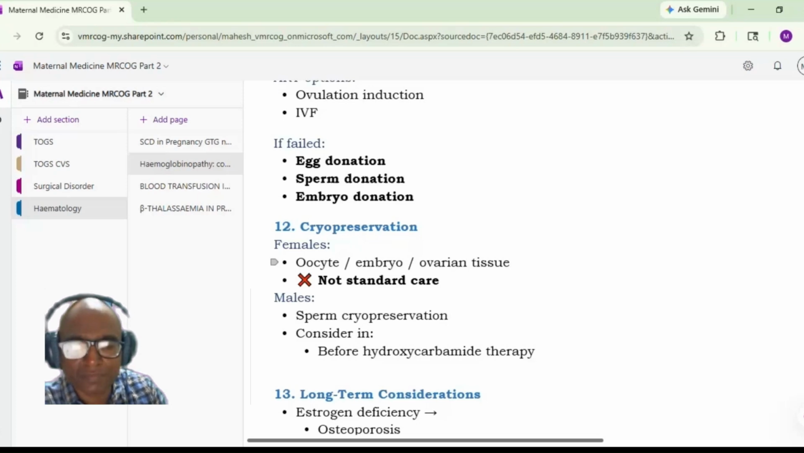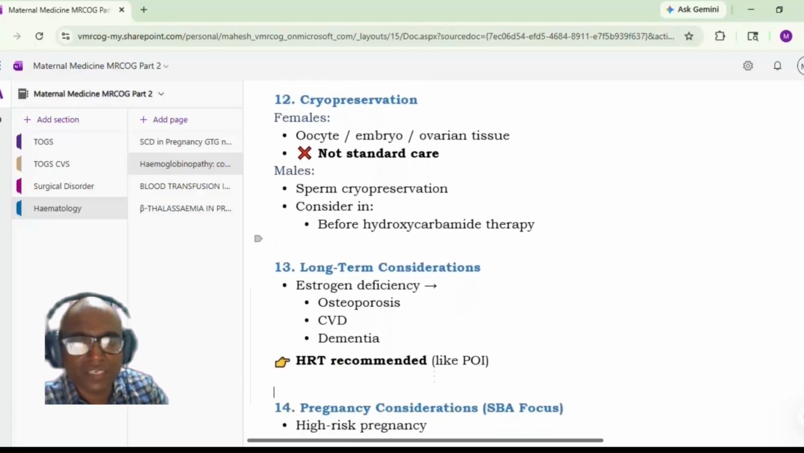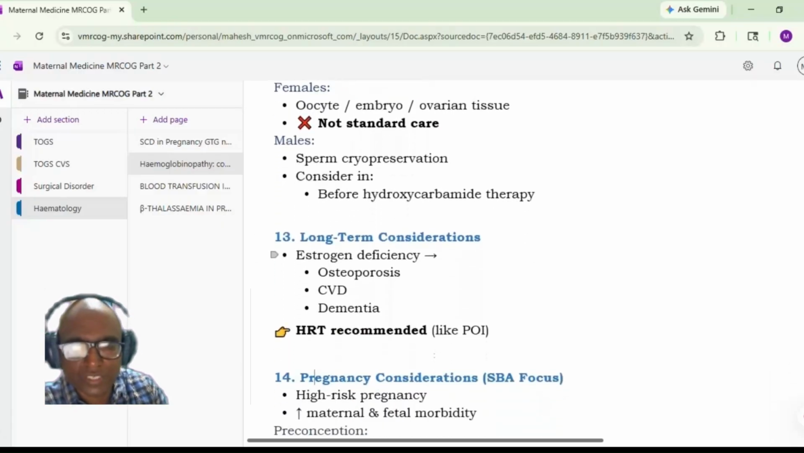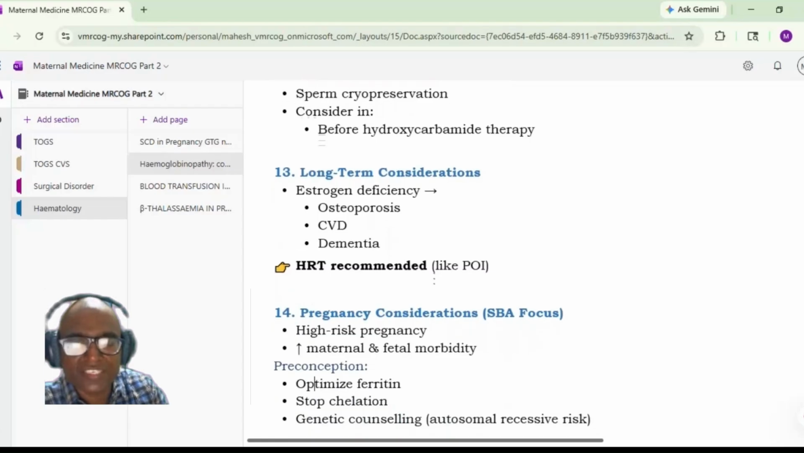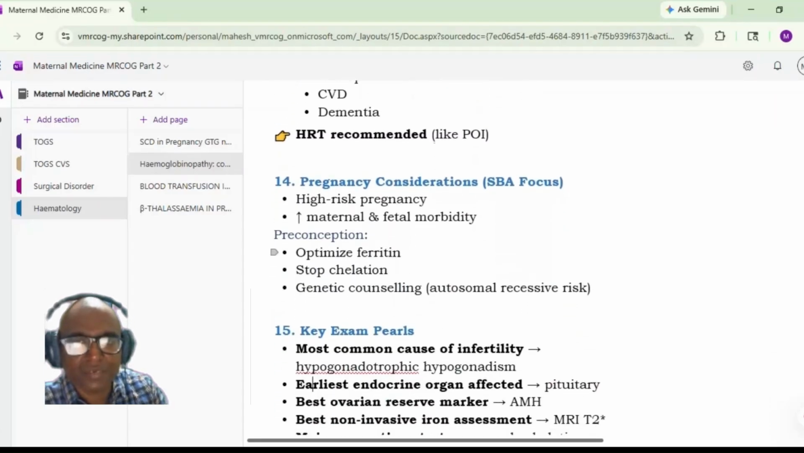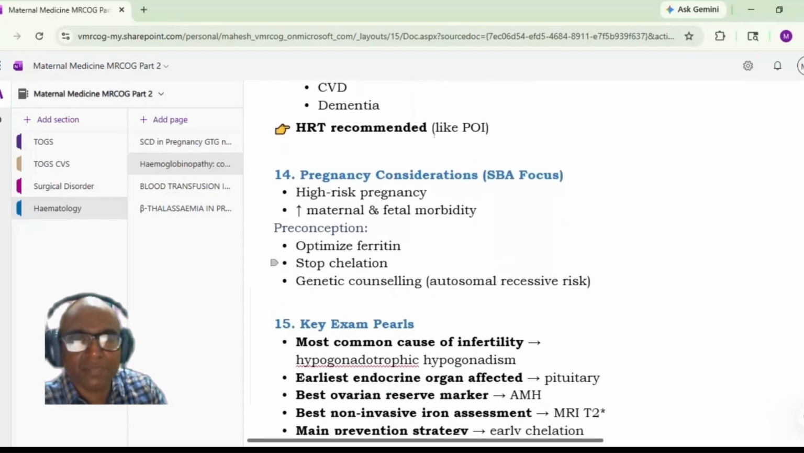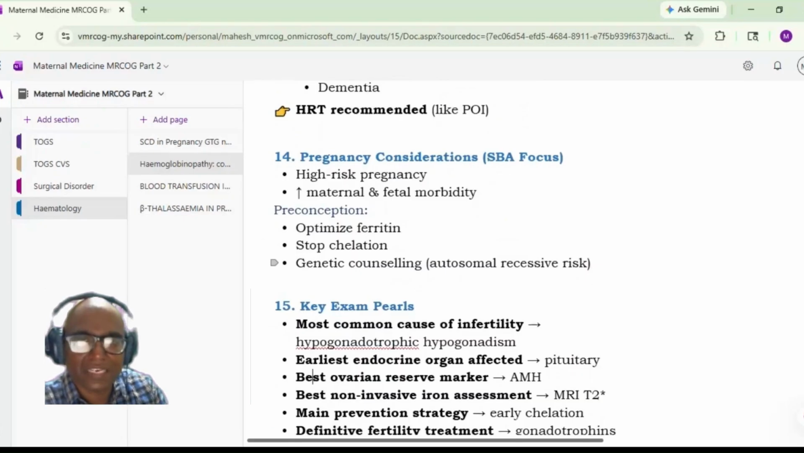For males, sperm can be considered for cryopreservation before hydroxycarbamide therapy. Long-term consideration: there can be estrogen deficiency that will lead to osteoporosis, cardiovascular diseases, and dementia. So HRT is recommended for these patients, because it is like a condition of premature ovarian failure. Then there are pregnancy-related conditions. It is going to be a high-risk pregnancy, with increased maternal and fetal morbidity.